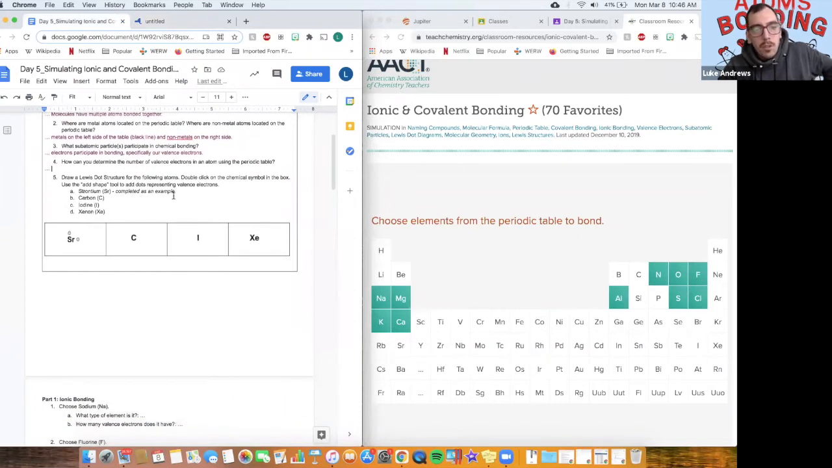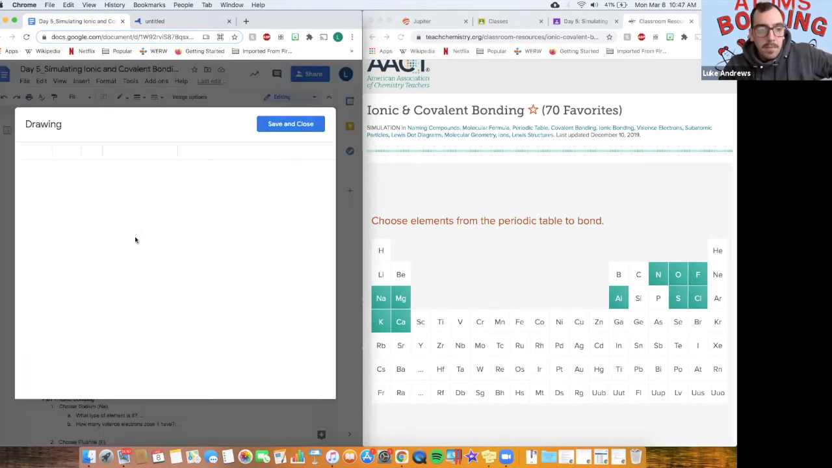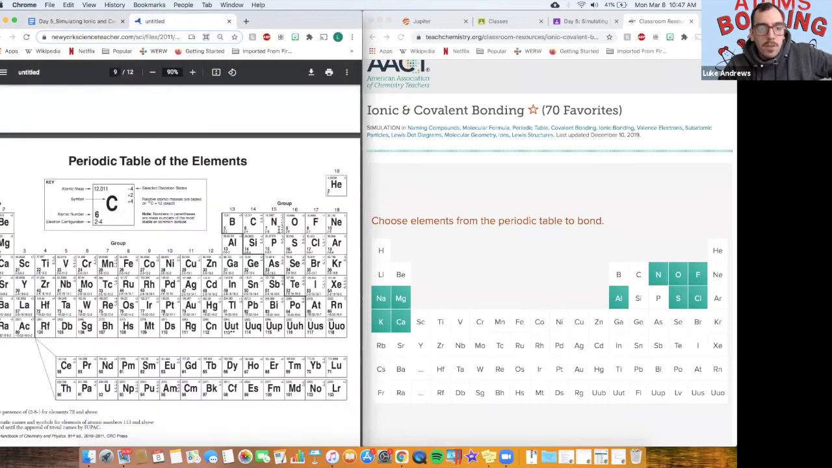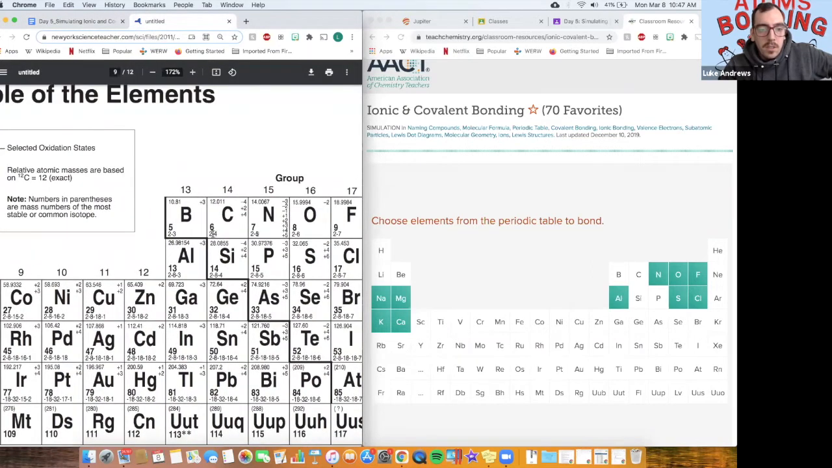And then how to draw Lewis dot structures. These are here for you guys to practice because you're going to be drawing Lewis dot structures later in the assignment. I have these embedded as Google Drawings so you can double click on them, open them up, and then edit them. So if you wanted to make a valence structure for carbon, look at our reference table. Carbon has 4 valence electrons.